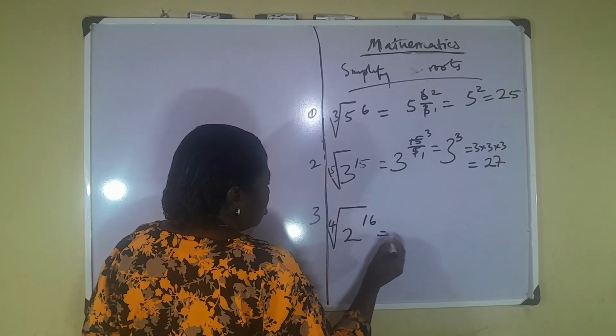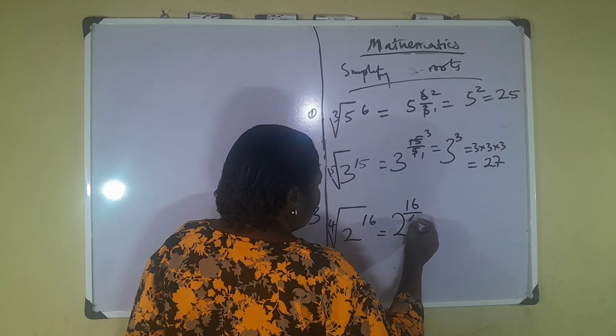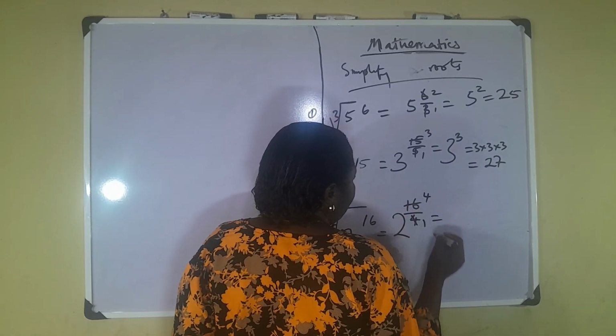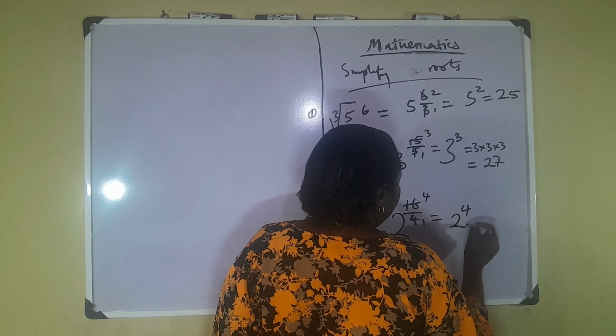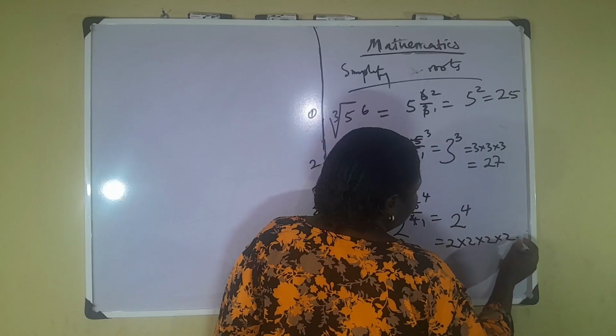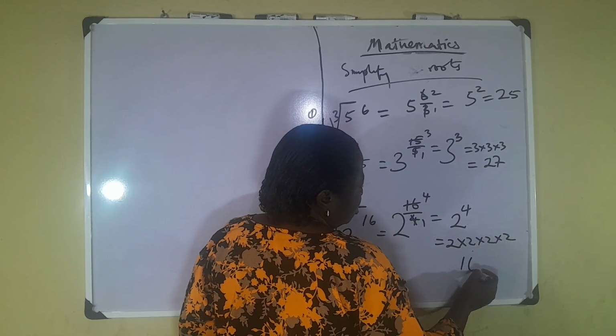Then, this is 2 raised to the power 16 over 4, which is 4 divided itself 1, 4 divided 4. I have 2 raised to the power 4, which is 2 times 2 times 2 times 2. 2 times 2 is 4, 4 times 2 is 8, 8 times 2 is 16.